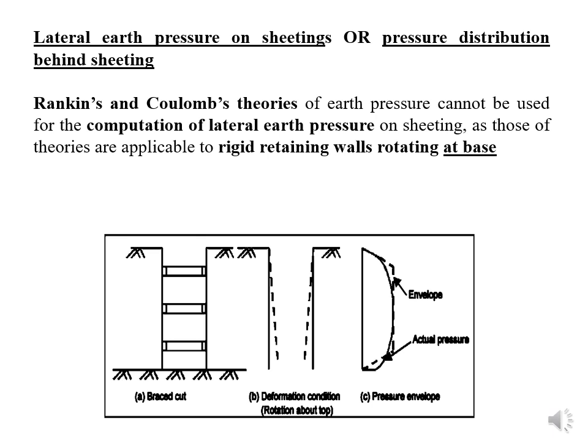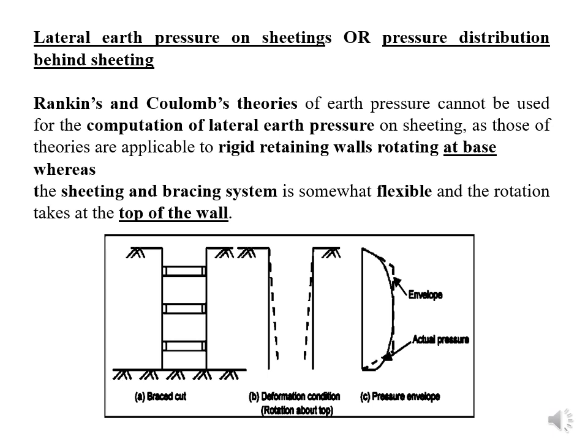Whereas in case of sheeting and bracing system, which are the flexible retaining structures, rotation takes place at the top of the wall. So you can see the first figure, braced cut, and how the deformation condition, rotation taking place on the top. This wall starts falling in the excavated area from the top, and how the pressure distribution diagram can be plotted behind the sheeting is also shown in figure C.